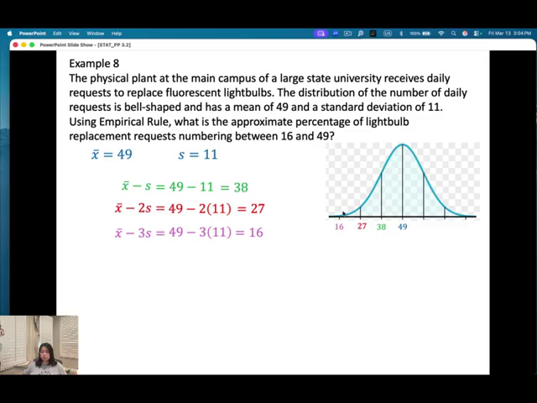Which is gonna be the 3 standard deviations. That will be about 99.7% divided by 2, because we only need half of it. And be careful, even though we calculate from 16 to 49, it doesn't mean this is gonna be 50%, because we still have a little bit of percentage in here. So 3 standard deviations divided by 2, you're gonna get 49.85%.